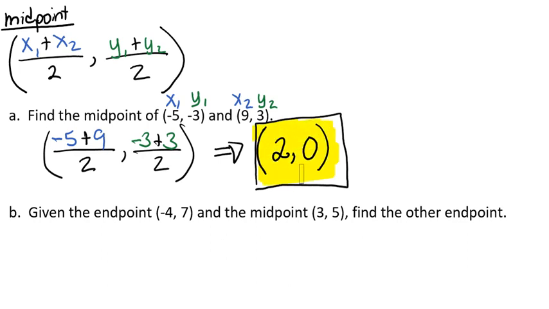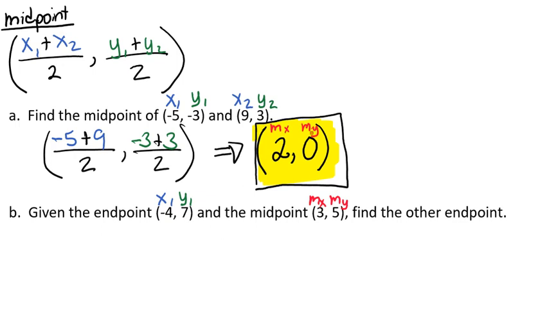Well, what if you're not given the 2 endpoints? What if you're given one endpoint and the midpoint, and then asked to find the other endpoint? There's a couple different ways to do this. So if we have an endpoint, this would be our x1 and this would be our y1, and then here we have our midpoint. So this would be like our midpoint x, and that would be like our midpoint y.